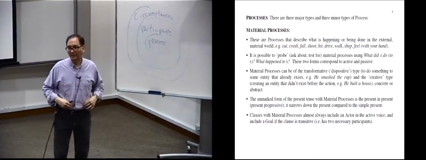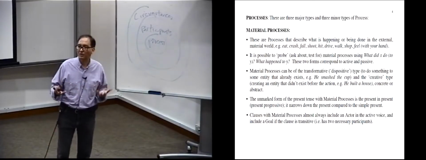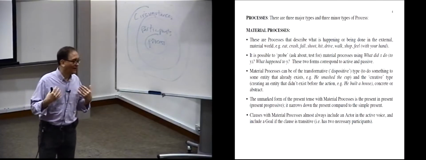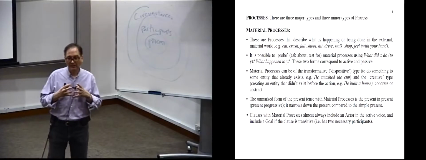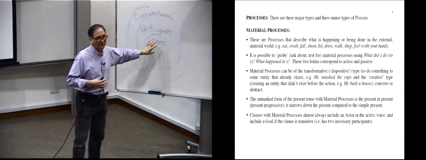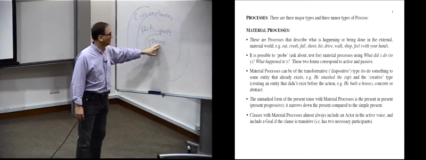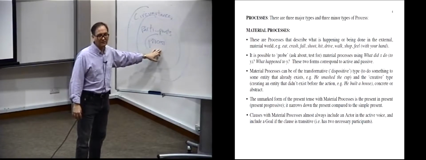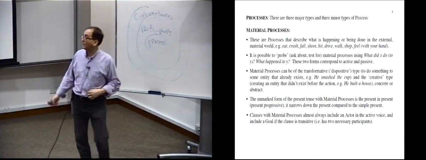All theories of grammar or theories of language distinguish types of processes, or sometimes they'll call it verbs, verbal semantics, or verb types, or Aktionsart. There's a lot of names for this. But basically, what it means is that depending on the type of process, the kind of event you're talking about, you're going to have different kinds of participants, and it's going to be different nature of the process. And so the different nature of the process is going to affect how you represent it. And I'll be more clear about that in a second.